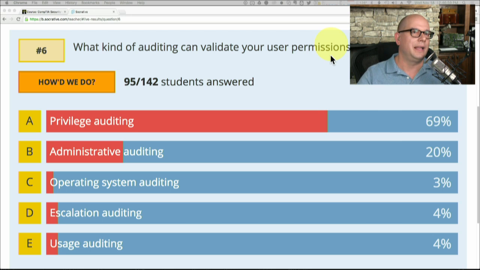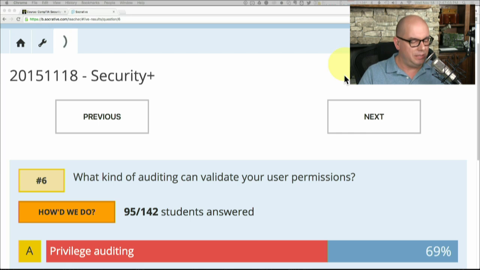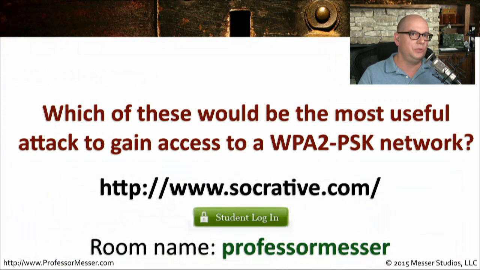Let's again shift gears. I like to mix these up a bit and give you some different options for these questions. This one deals with access. Well, it's sort of a user permission question, isn't it? It's an access permission. So which one of these would be the most useful?